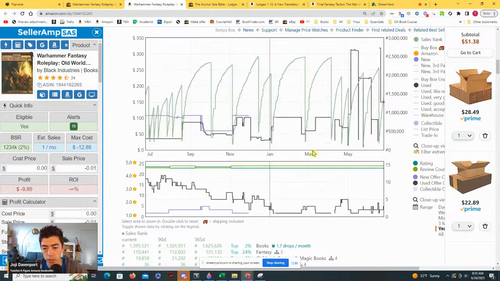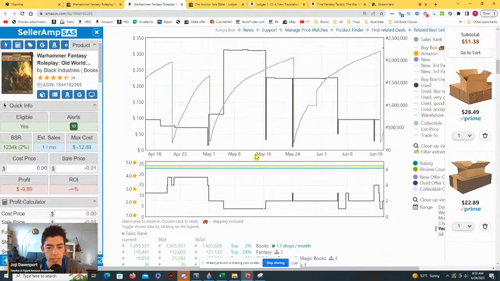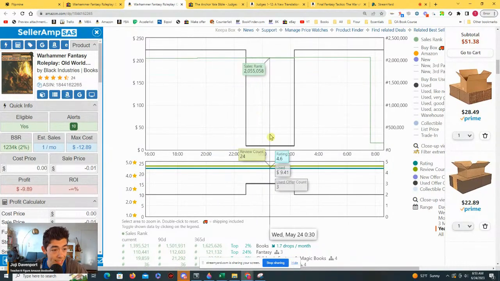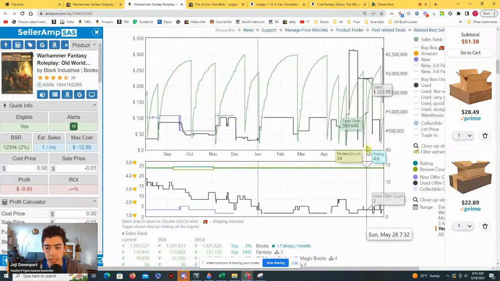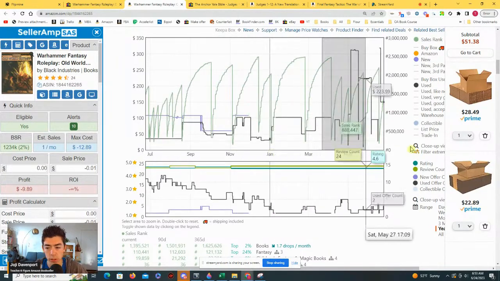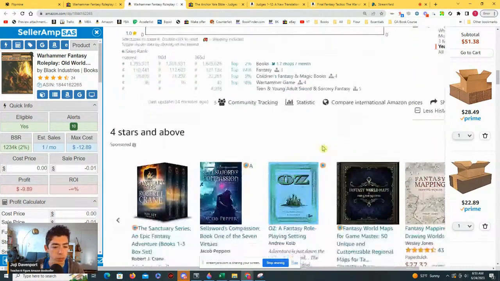So that probably sold for 100. And then again, this is why you track books. This book dropped from $200 down to $9.41. And you can see that the sales rank dropped immediately. Same thing here. Price went from 70 down to 15. Sales rank dropped immediately. So those are people probably tracking the book.